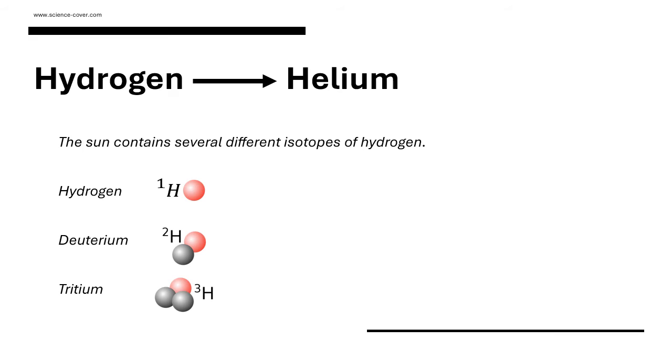The nuclear fusion process that goes on within the sun changes hydrogen into helium. However, the sun contains several different types of hydrogen. We have regular hydrogen with one proton and no neutrons, a type of hydrogen known as deuterium, which has one proton and one neutron, and a type of hydrogen called tritium, which has one proton and two neutrons. Now these are called isotopes of hydrogen. They've got the same number of protons but different numbers of neutrons.